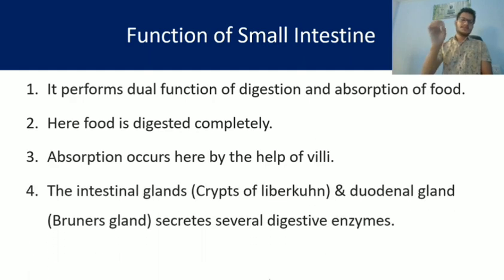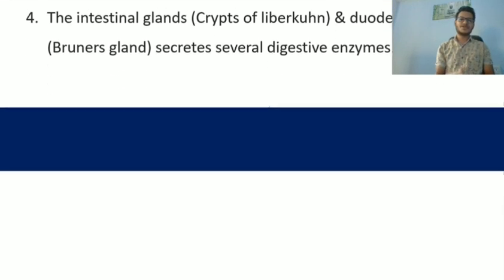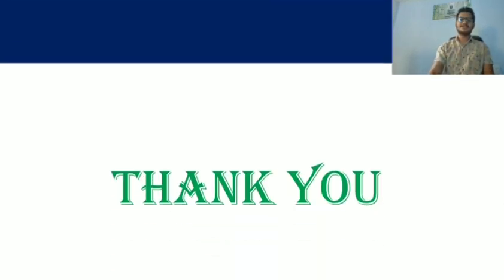Next one. The intestinal glands or crypts of Lieberkuhn, and the duodenal glands or Brunner's glands, secrete several digestive enzymes which help in the process of simplification of food. So these are the different functions of the small intestine, and the different parts are the duodenum, jejunum and ileum, and it is present between the stomach and the large intestine. Clear? So this is all about the small intestine.